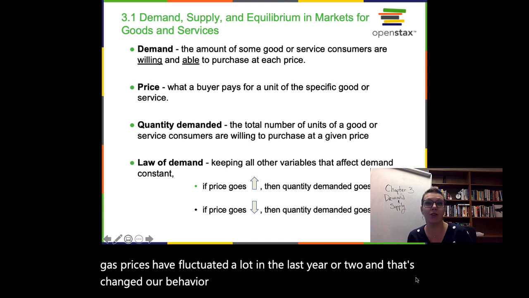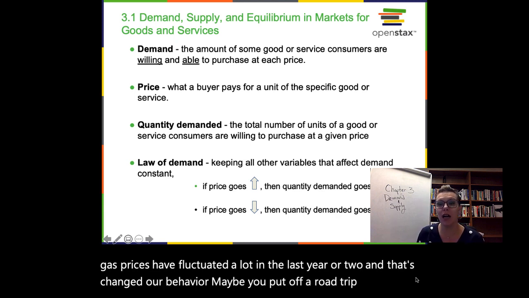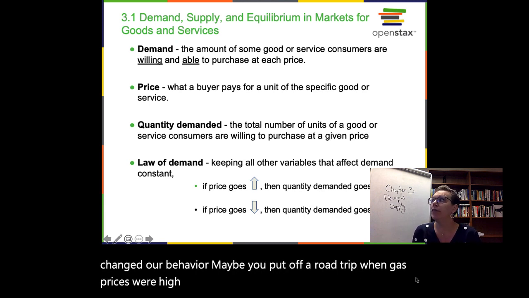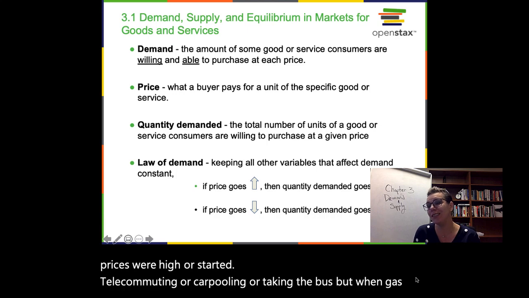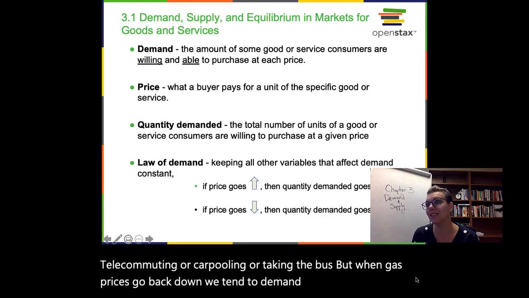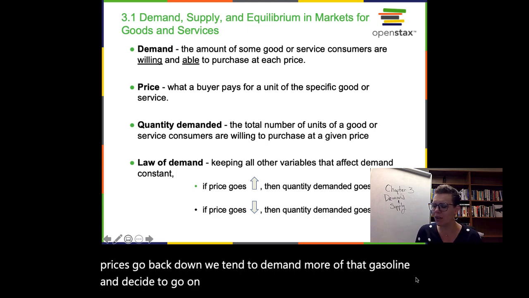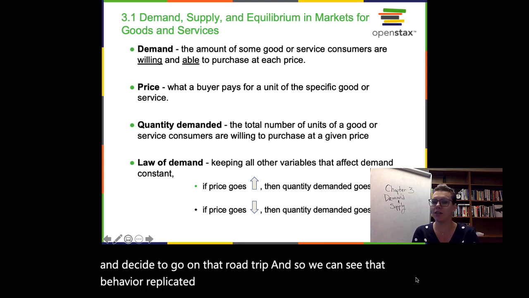Maybe you put off a road trip when gas prices were high, or started telecommuting or carpooling or taking the bus. But when gas prices go back down, we tend to demand more of that gasoline and decide to go on that road trip. And so we can see that behavior replicated in any market for any good, right?